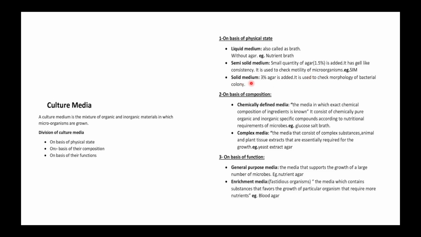And there's completely solid medium, which can either be 3% agar, 2% agar, whatever. So it is used to check the morphology of bacterial colonies. When we plate, as in when we culture a certain amount of bacterial cells, we take a certain amount, maybe as little as 10 microliters of culture, or 50 microliters of that suspended culture medium wherein the microbes or bacterial cells are growing.